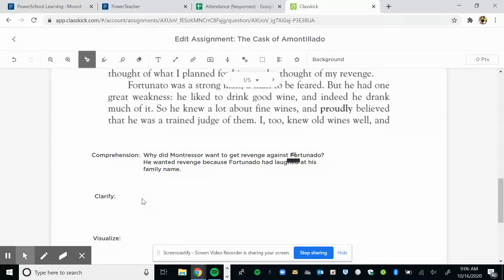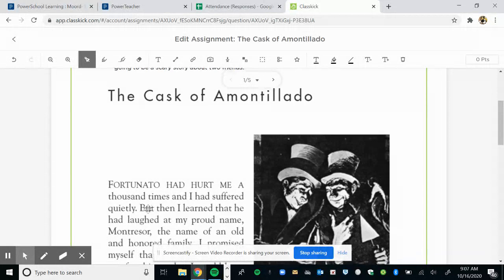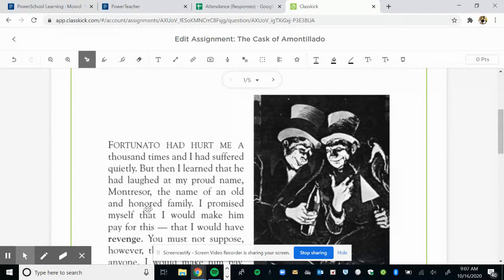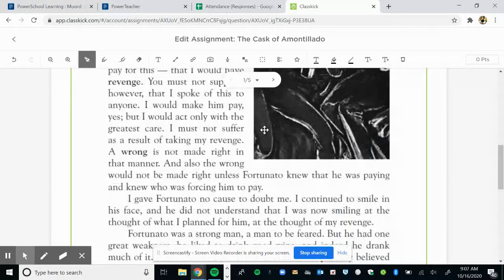Now, clarify is also going to be a question, but it's a different kind of question. It's not a comprehension question. It's a clarifying question. If you remember, these are questions where you need to do some research to find the answer. A good way to do a clarifying question is to ask what a word means or to clarify some kind of reference in the story. In this case, I think we really need to understand what a cask is and what amontillado is.